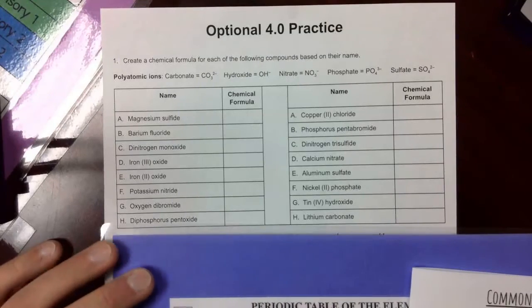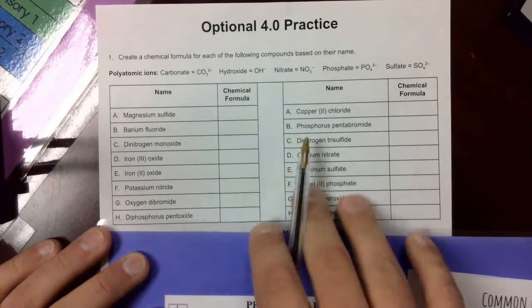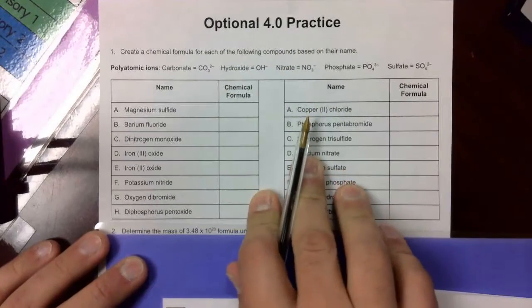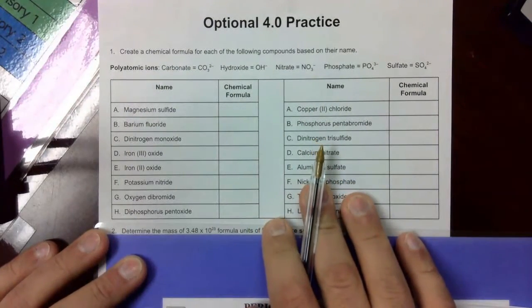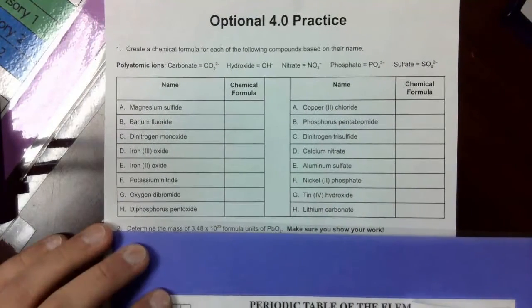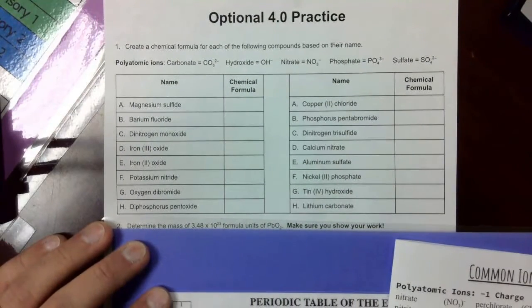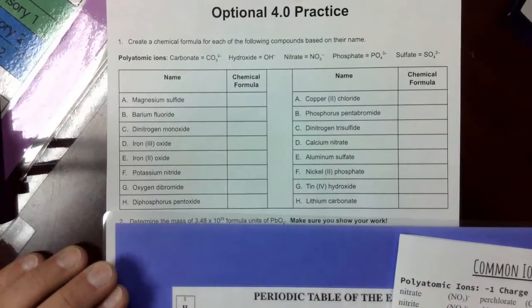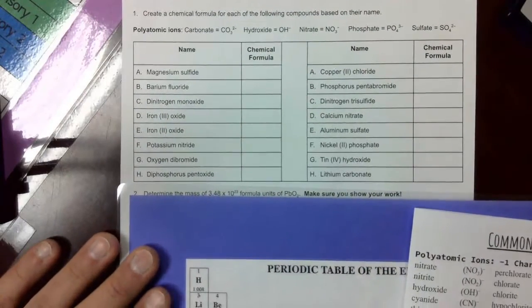All right, let's go over some optional 4.0 practice answer key. In this first question, you're going to be writing the chemical formulas for everything that is named here. We got a mixture of ionic, covalent, and then ionic with transition metals and polyatomic ions. We're doing it all right here. Well, let's go ahead and get started.